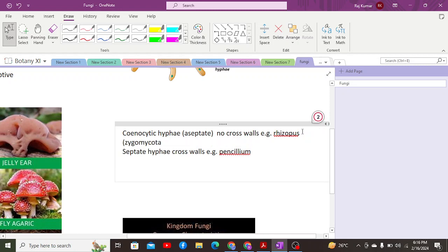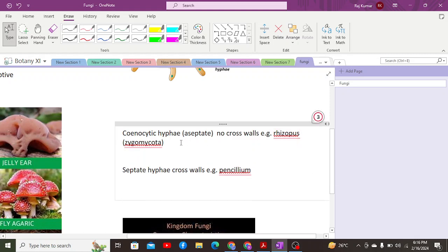Zygomycota. These are known as conjugating mycota. The reason behind it is that they perform conjugation. Now we have studied what is conjugation. It is a process in which two cells exchange their genetic material between them, which is known as conjugation, and it is a sexual reproductive process, right?